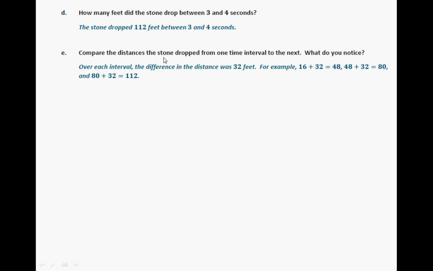So comparing the distance the stone dropped from one time interval to the next, what do you notice? Well, over each interval, the difference is a distance of 32 feet. So between 16 and 48 is 32. Between 48 and 80 is 32. And between 80 and 112 is 32.